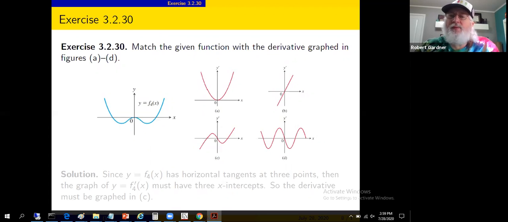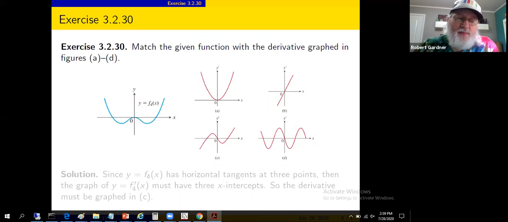Match the given function with the derivative graphed in figures A through D. Okay, there's a pile of questions from this section 3.2, number 28 through 31, or 4 different graphs they give you and tell you to match it up with these A through D things. Let's do the one corresponding to this function, f sub 4 of x, I guess. What's up with this? How about we look at, well, I'm thinking 2 things, where it has horizontal tangent lines and where it's increasing and decreasing. It's got horizontal tangent line here, here at the origin, and here.